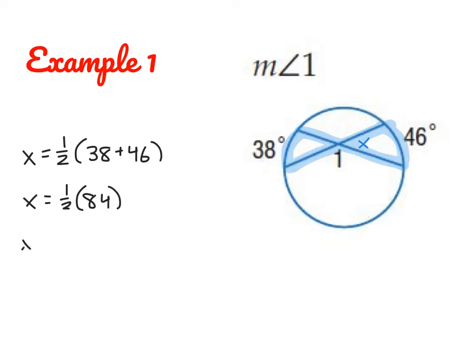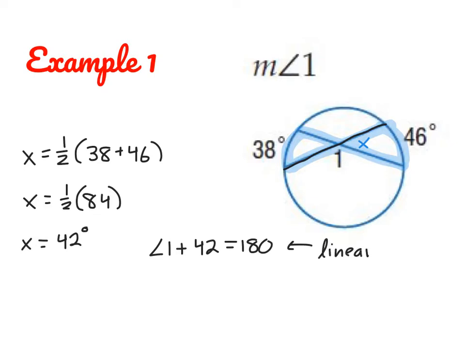So x is going to equal 42 degrees. And then once again, I see that we have a linear pair. So I know that angle 1 plus x, which is 42, should equal 180. Remember, because we have a linear pair, a straight line. So all I need to do is subtract 42 from both sides, and I can see that angle 1 equals 138 degrees.